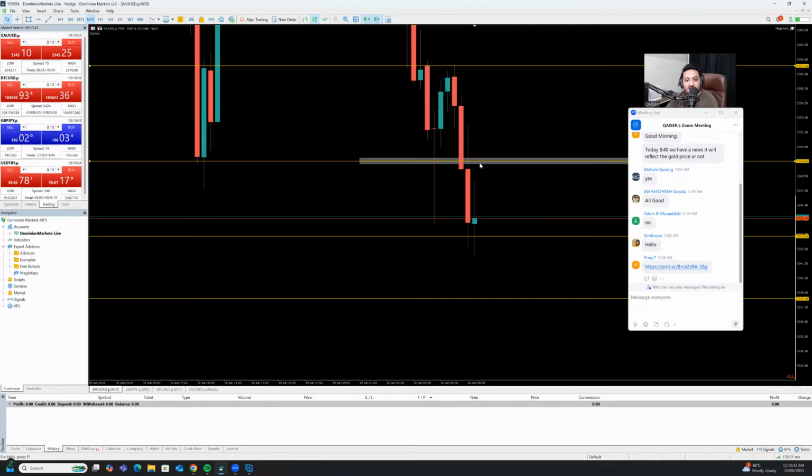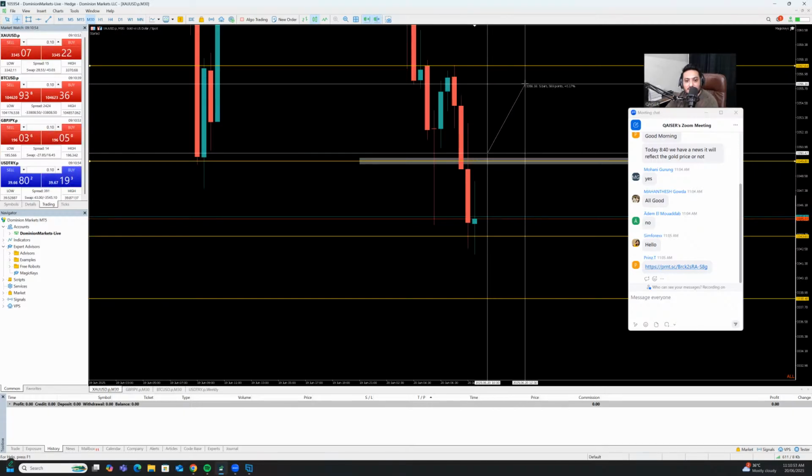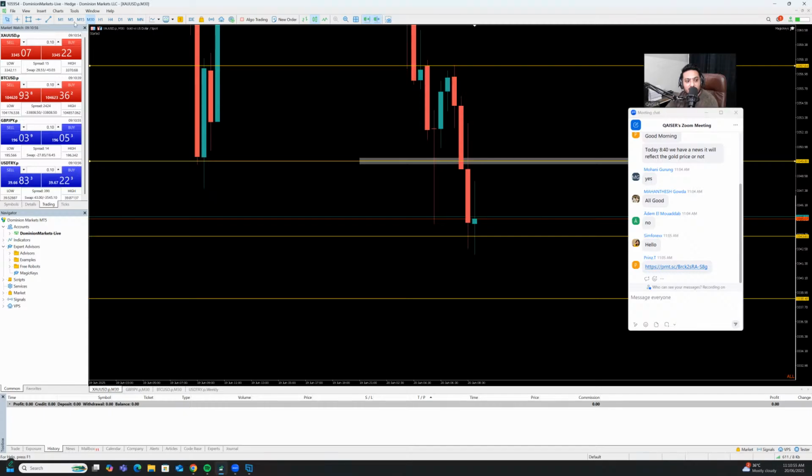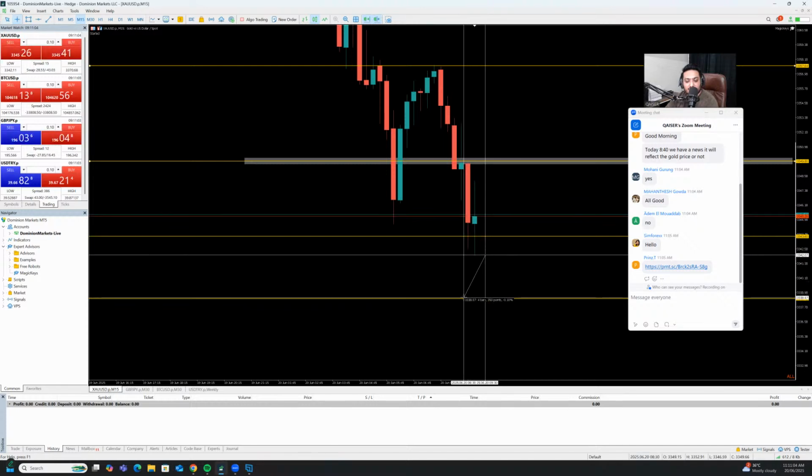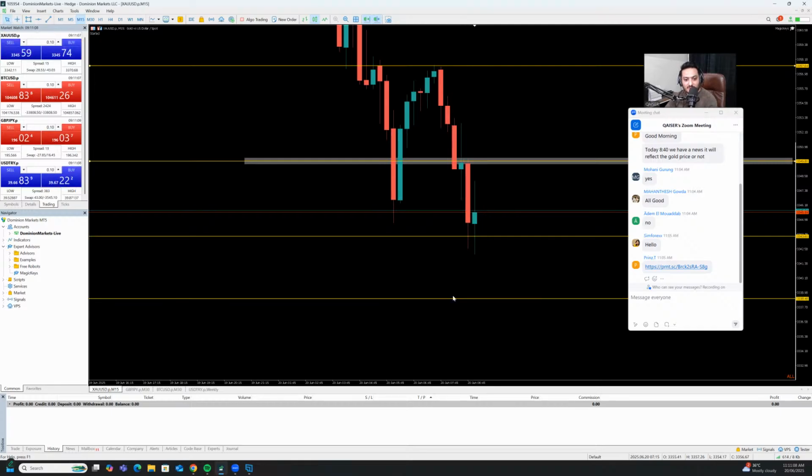If a 30-minute candle closes above this resistance area, the 30-minute candle should close above the previous candle high, so it could be a continuation to the upside. And for sells, I need to see a support formed, and then if a candle breaks the support area, there is a probability we can continue pushing to the downside. So it's a simple plan we just made.